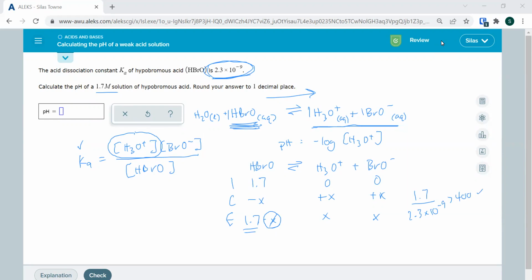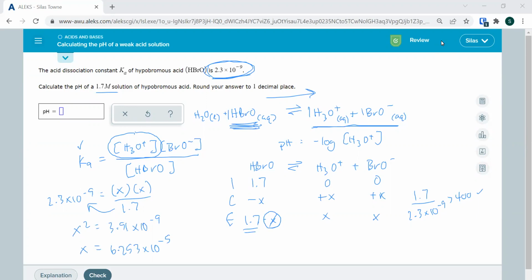So we've got Ka, which we know is 2.3 times 10 to the minus 9th, equals X squared over 1.7 on the bottom. And so we're going to multiply that 1.7 over here, and we get X squared equals 3.91 times 10 to the minus 9th. Then we're going to take the square root of both sides, so we get X equals 6.253 times 10 to the minus 5th.